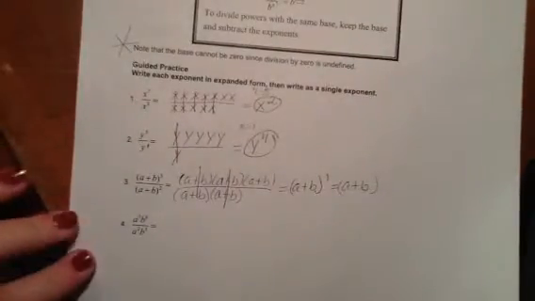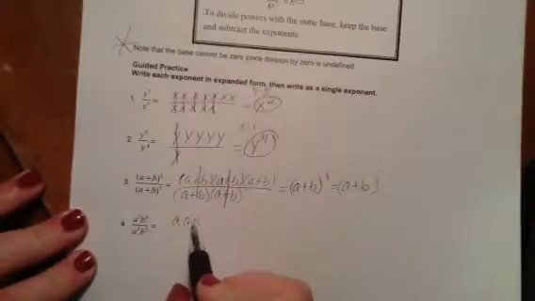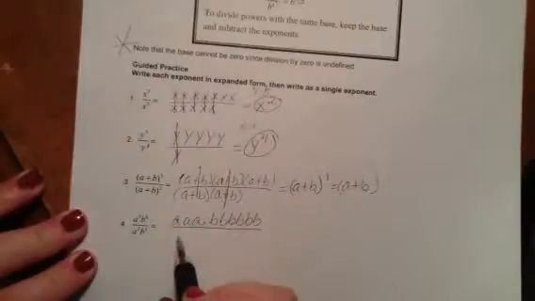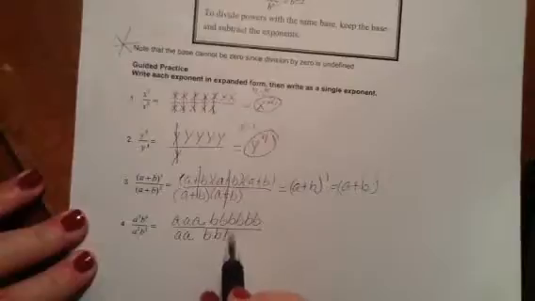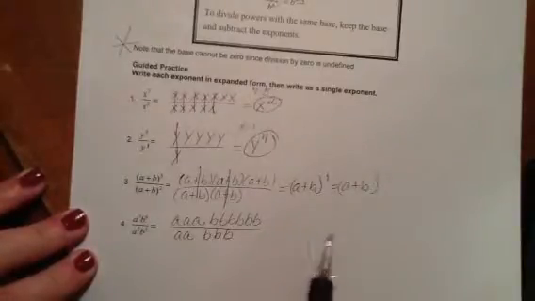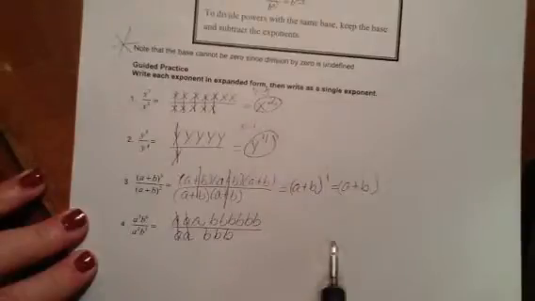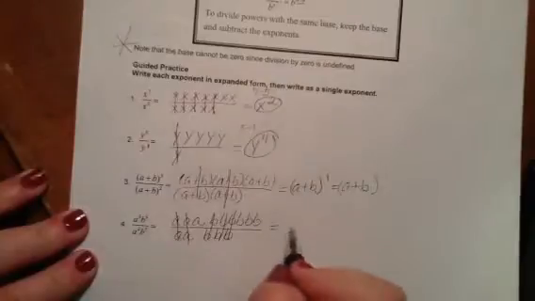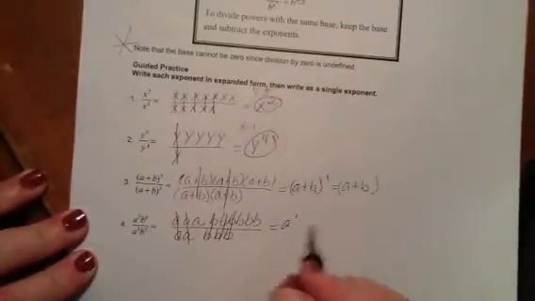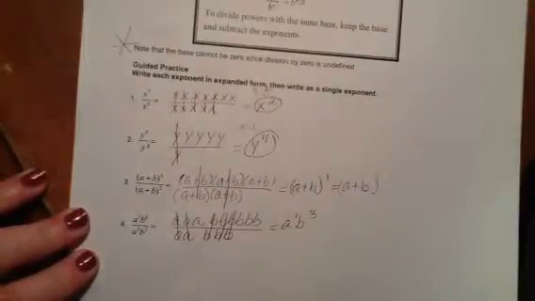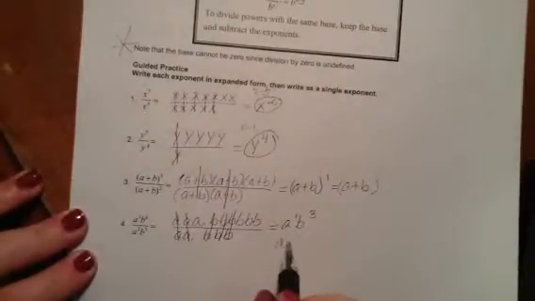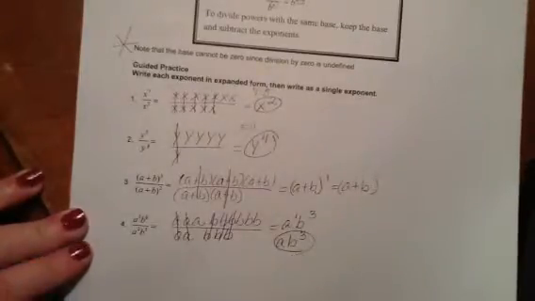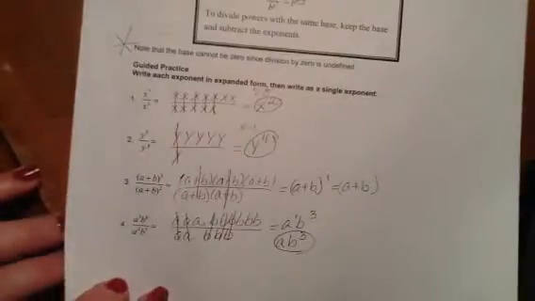We can't have a mixture of numbers and letters. We have 3 a's and 6 b's on the top of our fraction, and 2 a's and 3 b's on the bottom. You can only cancel like terms together. So we can cancel the a's, and we can cancel 3 b's. We're left with 3 minus 2, which is a to the first, and 6 minus 3, which is b to the third. Sometimes you may see it written without the 1; we know those are the same thing: a b to the third. And that's our basic division law of exponents.